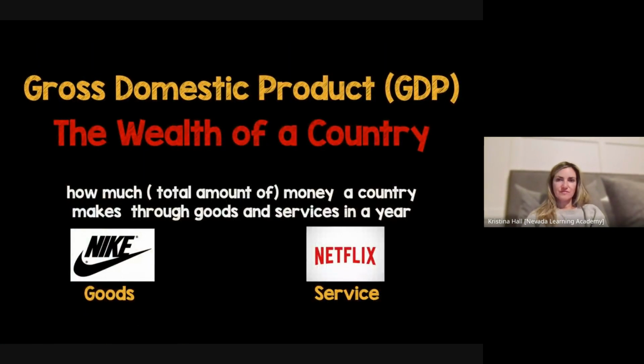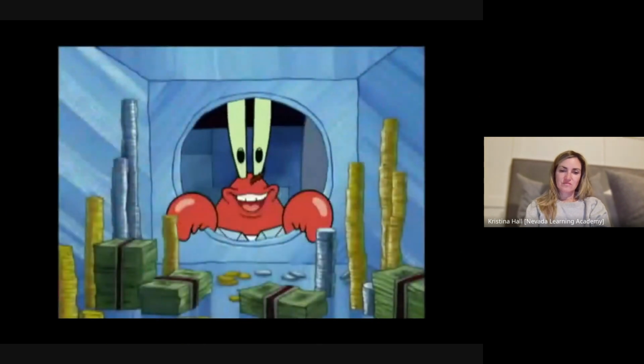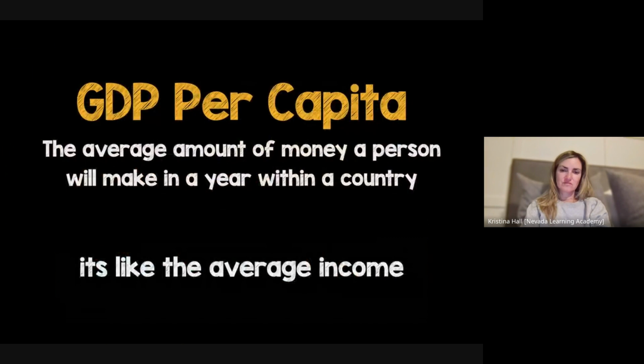To keep it simple, GDP is basically the wealth of a country: how much money a country makes through goods and services in a year. Now that we understand what GDP is, let's take a look at GDP per capita. GDP per capita is the average amount of money a person will make in a year within a country. It is basically considered the average income of a person in a country.